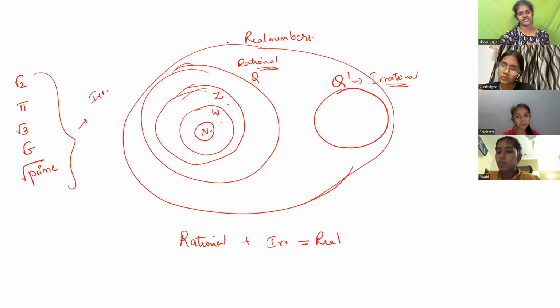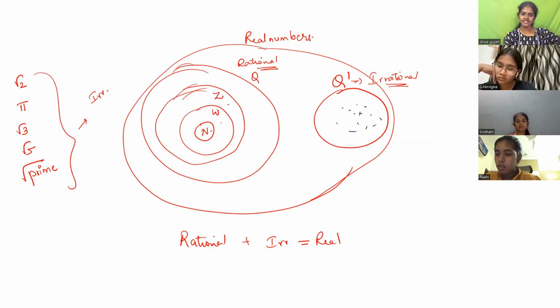You can see here an answer. Every irrational is a real number. True or false? True, ma'am. True? Great. Every irrational number, all these are irrational numbers. You can see all these irrational numbers are all real numbers.